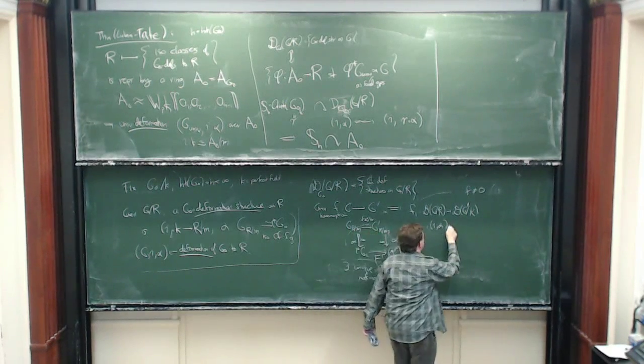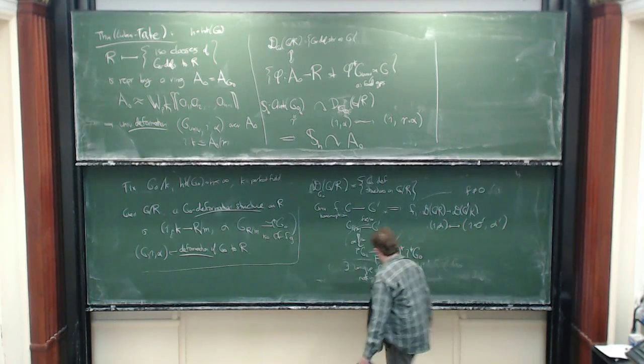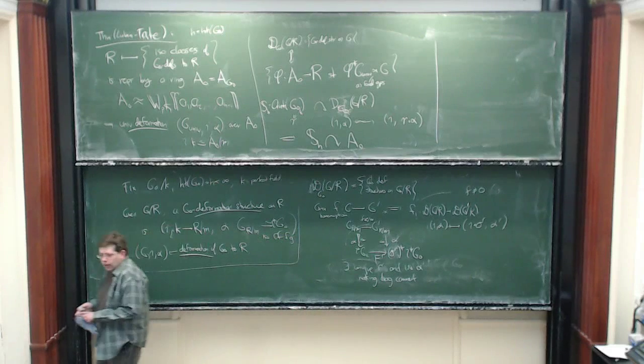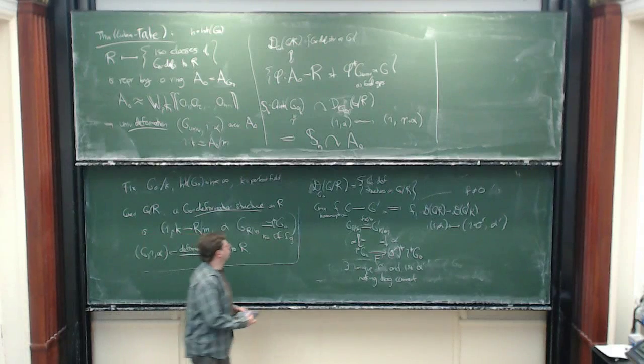So that's what I'm going to do. I'm going to push this forward to I composed with sigma to the R and alpha prime. So this is a recipe for pushing forward a deformation structure along an isogeny. I'm going to end up using this word.